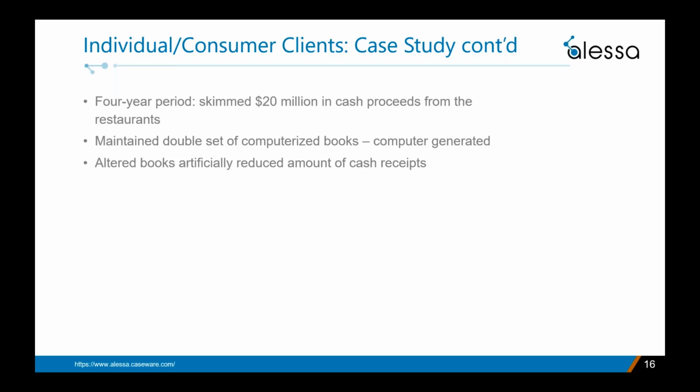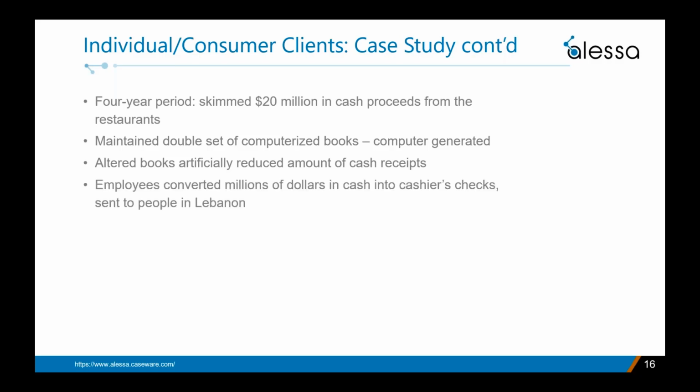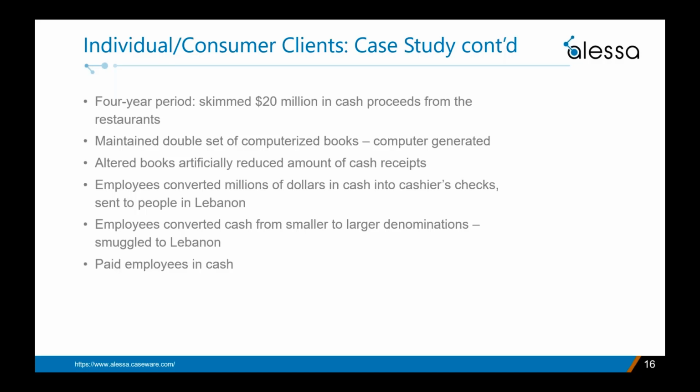So of course he needed to hide all that cash from the IRS. And he did this using predominantly three different methods. First, he had employees take cash to the bank and convert it into cashier's checks that were then sent to people he knew in Lebanon. Second, he'd have employees take batches of cash in small bills and exchange them for large bills in order to make it easier to smuggle the cash out of the US to Lebanon. And third, he paid all his employees in cash. I guess so they could evade income taxes too.